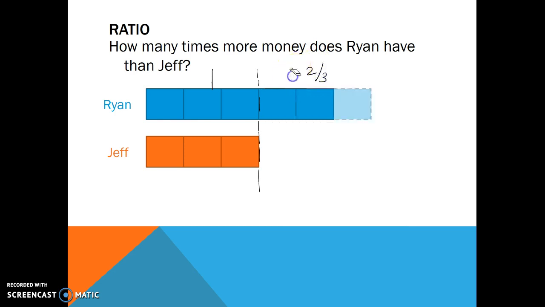So in answer to our question, how many times more money does Ryan have than Jeff? Ryan would have 1 2/3 more money than Jeff.